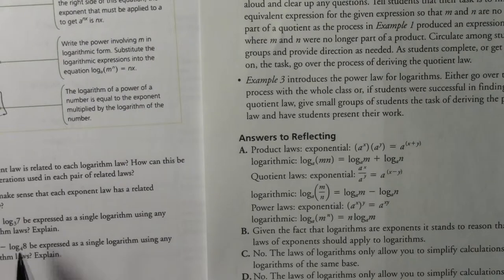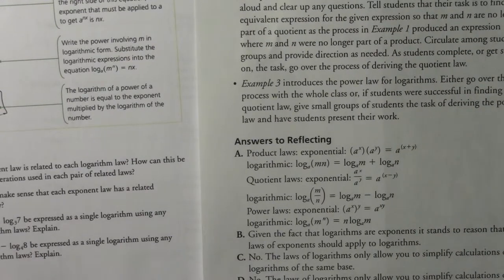Why does it make sense that each exponent law has a related logarithm law? Given the fact that logarithms are exponents, it stands to reason that the laws of exponents should apply to logarithms, right? They're the inverse of the exponential functions, so those same laws should apply.